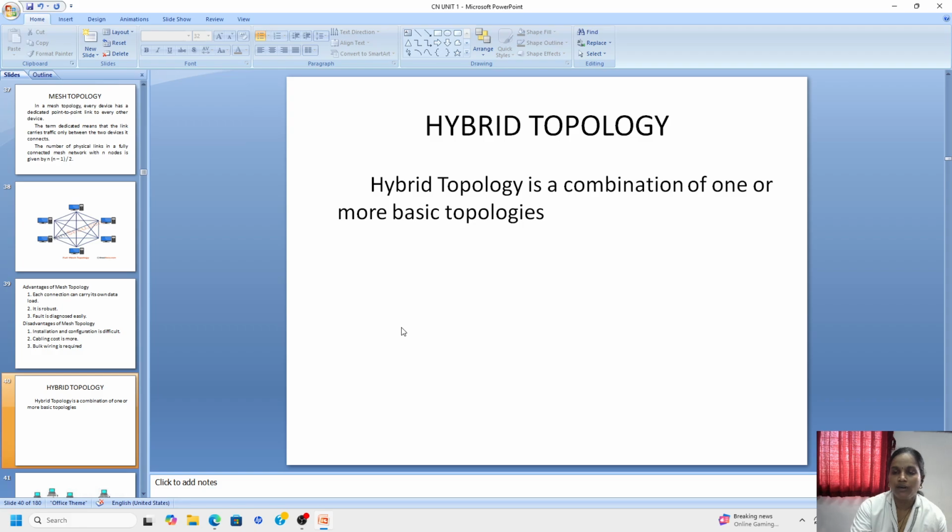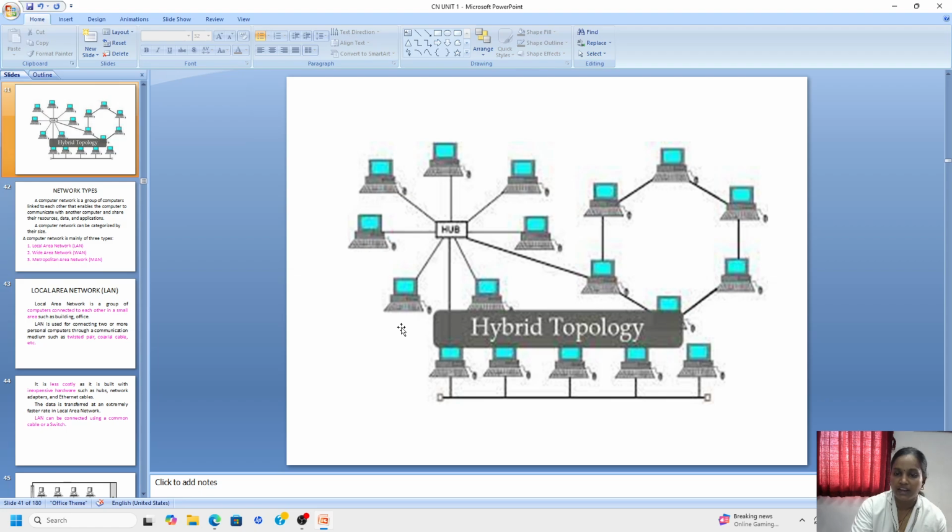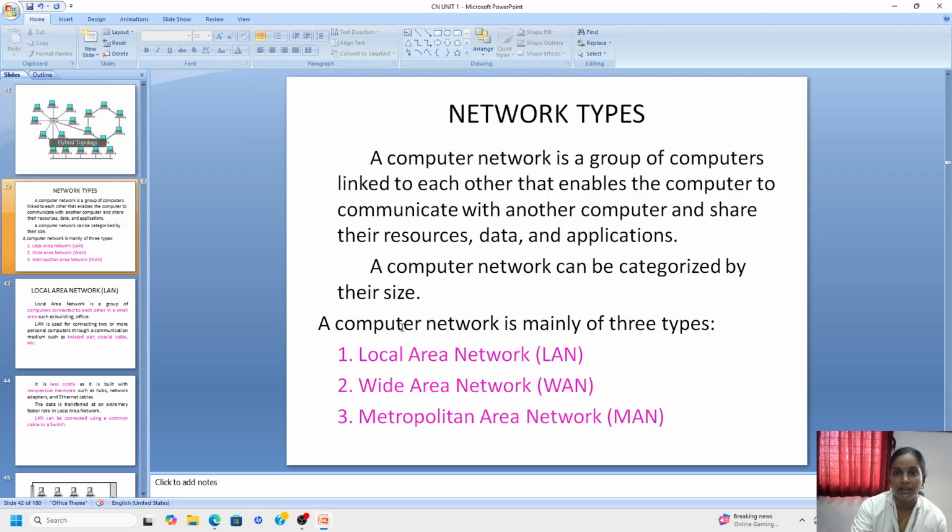Next one, hybrid topology, is a combination of one or more basic topologies. The basic topologies are the ones we discussed in the previous topic. So this is a diagrammatic representation of a hybrid topology.